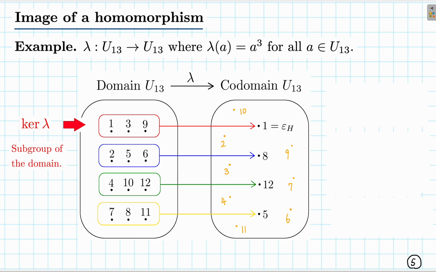Let's return to our homomorphism lambda. Now we just showed that given any homomorphism, its kernel is a subgroup of the domain. In the example of lambda, the kernel happens to be the subset containing 1, 3, and 9, and we showed in the classwork by building its group table that 1, 3, 9 do in fact form a subgroup of U13.